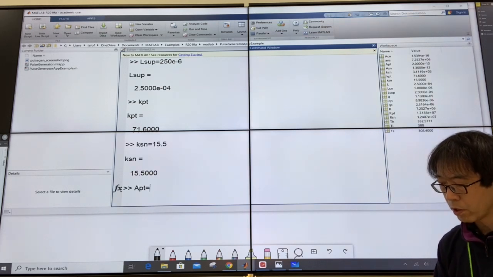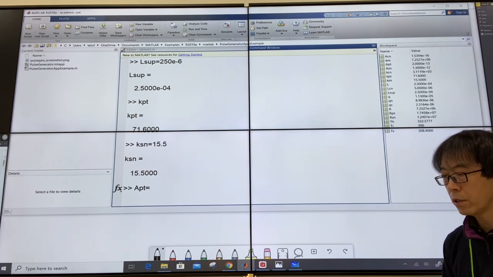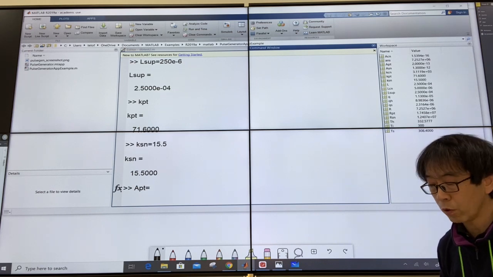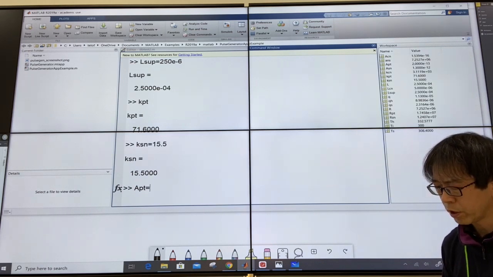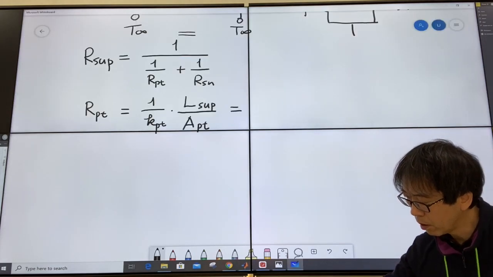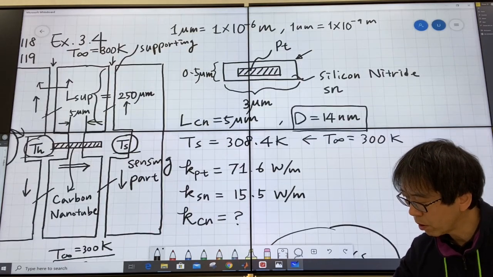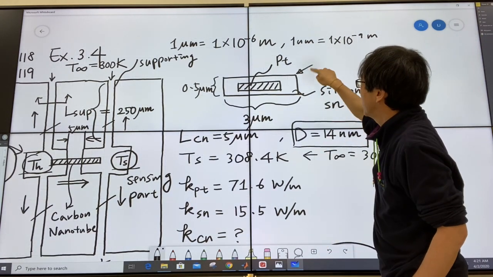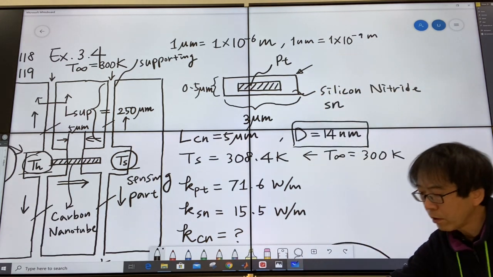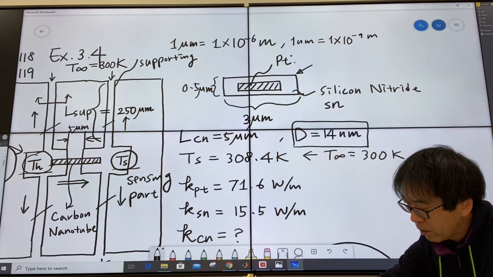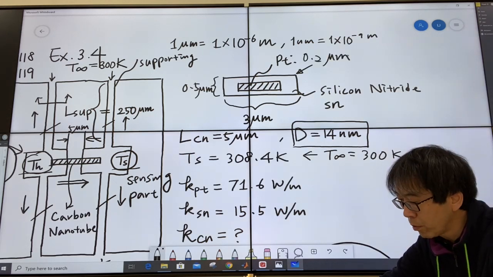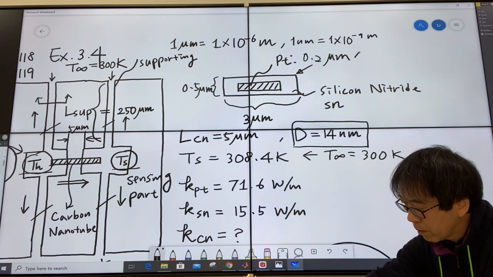Area of platinum was, well, what was the thickness? Thickness, I remember it was 0.2 microns. And what was the width? Width was 1 micron. Was it written? No, probably. Let me take a look at our picture. Yes, it's not written. Let me write it down. Platinum, the thickness was 0.2 microns. Please take a look at your textbook. And the width was 1 micrometer.